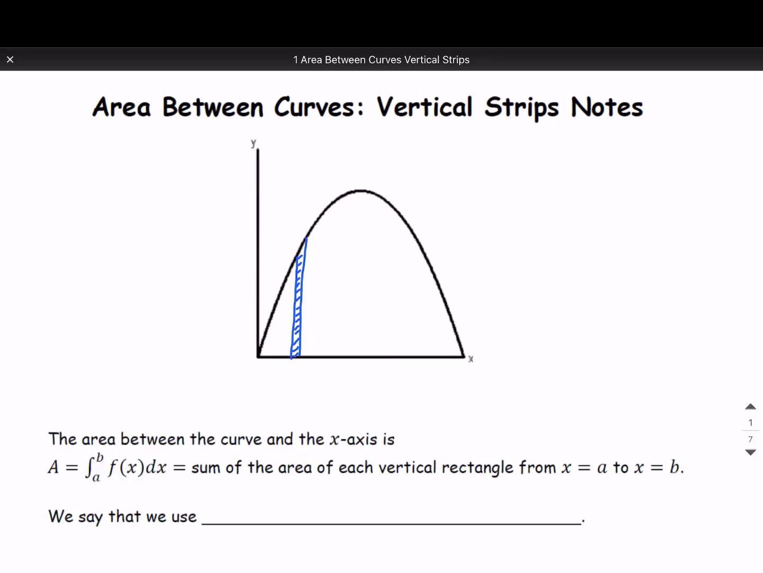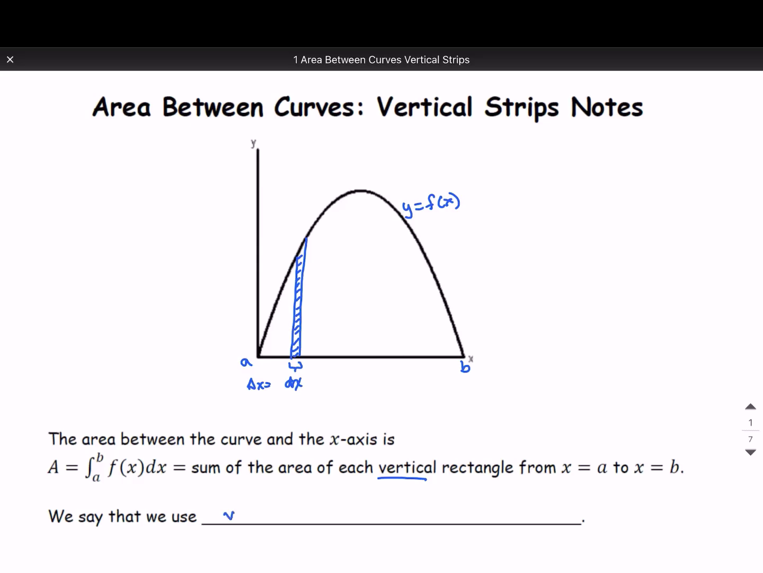Now, these little rectangles, and remember delta x was what we called the width of the bottom, but once we got to integrals, the delta x became your dx. It's the change in the x. And this was from a to b on the x-axis. This is our function y equals f of x. So we said that the area between the curve and the x-axis is the integral from a to b of f of x dx as long as the function is positive, okay? And that's the sum of the area of each vertical rectangle from x equals a to b.